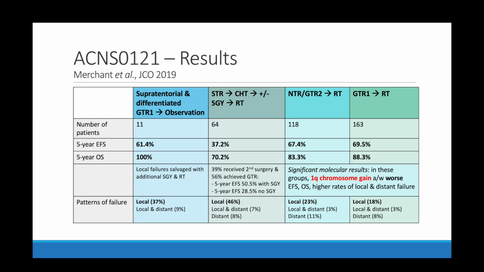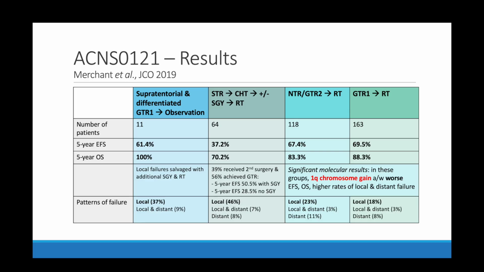But this is a big table with a lot of different groups and a lot of different outcomes. I think the biggest takeaway here is that for patients that had supratentorial differentiated tumors with gross total 1 resection, meaning no microscopic residual, outcomes were excellent with observation, and they had 100% 5-year overall survival.